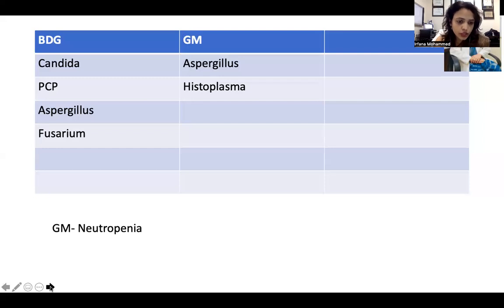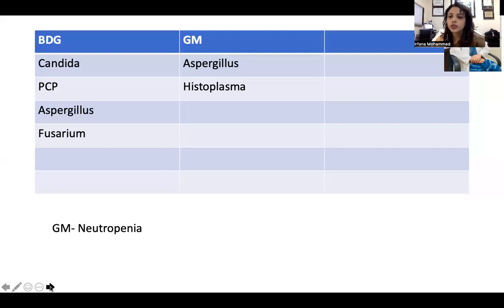One more thing I wanted to tell about galactomannan is that the sensitivity is different in neutropenic as well as non-neutropenic patients. Galactomannan is phagocytized by the neutrophils. So neutrophils eat away the galactomannan. In a neutropenic patient, there is no neutrophil to eat away the galactomannan. That's why the galactomannan level will be high.